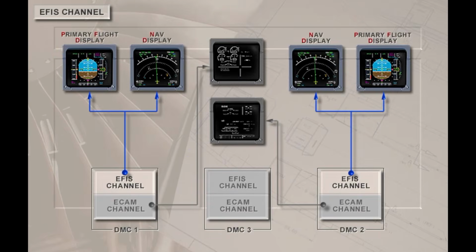Each DMC has 2 independent channels. The Electronic Flight Instrument System, or EFIS channel, displays flight parameters on the 2 primary flight display units and navigational data on the 2 navigation display units.